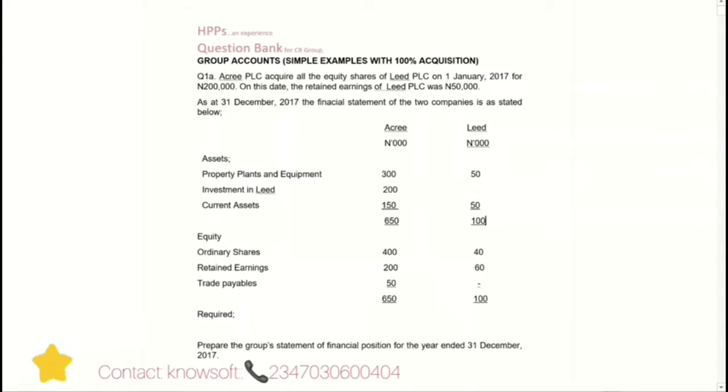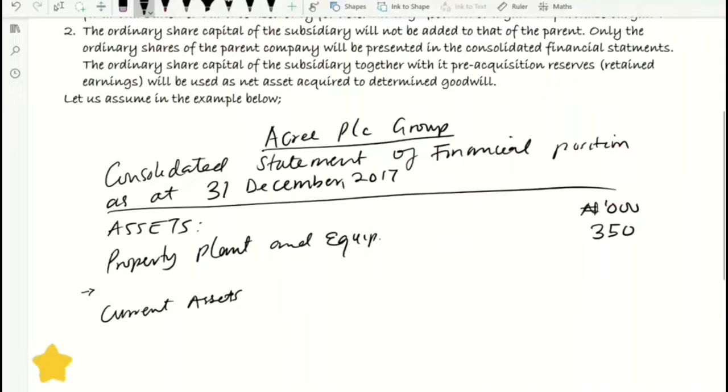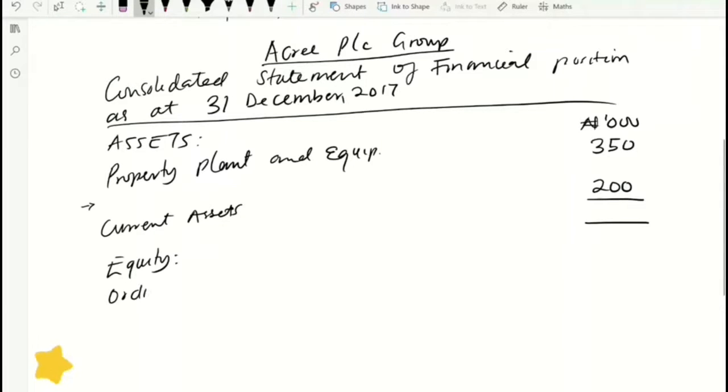So we are going to keep a space there and then add our current assets. We add the current assets of parent and that of subsidiary, and if you add the two, you have 200. You have your 200 there, but you have kept space between 200 and 500 for the goodwill if eventually there was a goodwill.